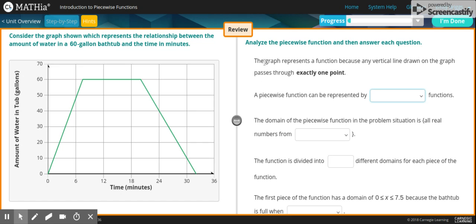So the graph represents a function because any vertical line drawn on the graph passes through how many points? It should only pass through 1 point. So if you were to draw a vertical line right here, it should only pass through 1 point.